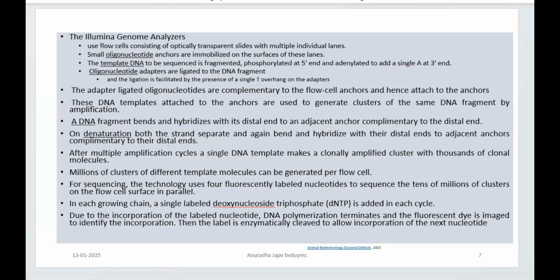So when I talk about the Illumina genome analysis, what do I have to remember? So I'm going to have flow cells, as I said. So flow cells are going to be used, and the flow cells are very thin, optically transparent slides, you can say, right? And they have multiple individual lanes.